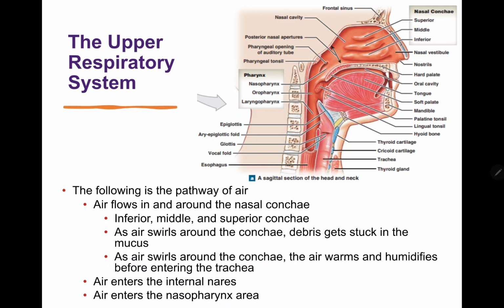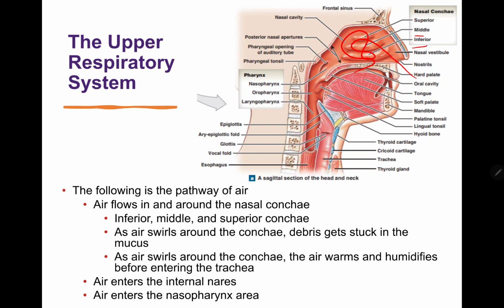As air flows in and around, like how I just described, that's the nasal conchae. You have the inferior, the middle, and the superior nasal conchae. As air swirls around the conchae, debris gets stuck in the mucus, and the air is warmed and humidified before it enters the trachea. So we have warm, moist air entering the trachea and not dry, cold air.